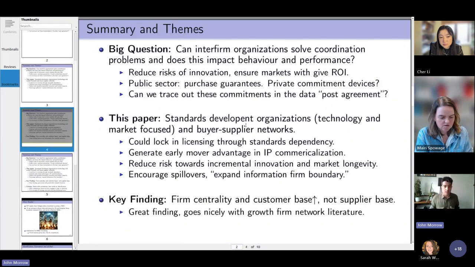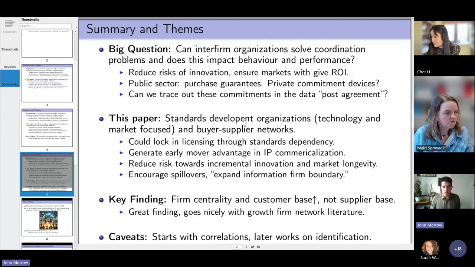So in some sense, it's breaking down one bit of the boundary of the firm. And the key finding, of course, is that firm centrality can increase through this, and it's through the customer base expanding, but surprisingly not through the supplier base. Although what's known from a lot of the buyer-seller network papers is that there are a lot more customers than suppliers. They just outnumber one versus the other for most firms. So it's a great finding. It gels really nicely with all of the buyer-seller papers that have been coming out, and also with the firm network literature.